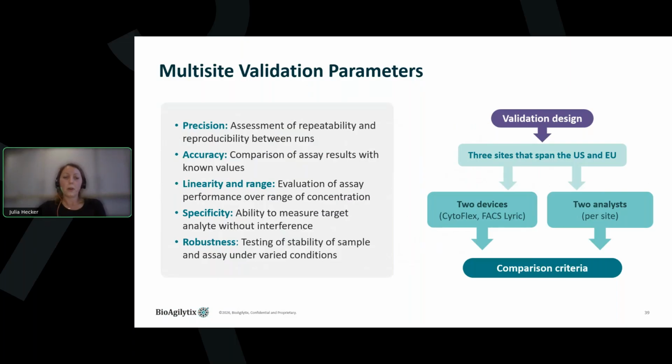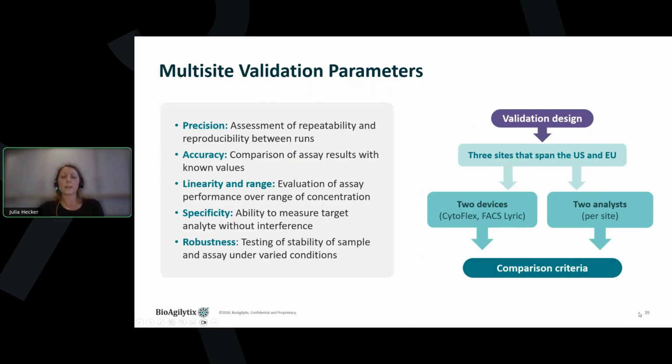So all of the ICH required parameters were planned to be included in this co-validation. You can see the validation design, and this time we would span 3 sites, 2 in the US and 1 in the EU. We would include 2 devices in this and 2 analysts per site. And then we of course have to define the comparison criteria.